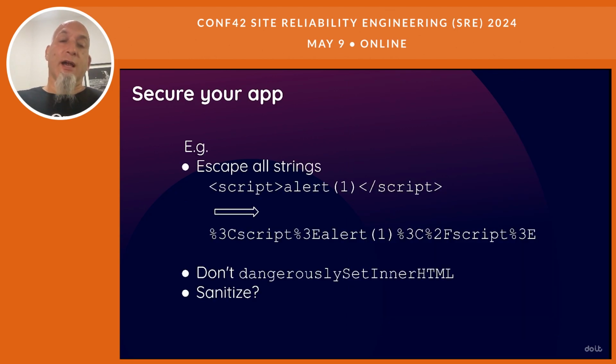I can't define how to secure your app in a few minutes. It is a very complicated profession, but here are a few sample ideas. One is to escape all strings. So the top string, as you know, is the potential attack. The lower string will still be rendered visually as the top string, but is no longer interpreted as JavaScript.